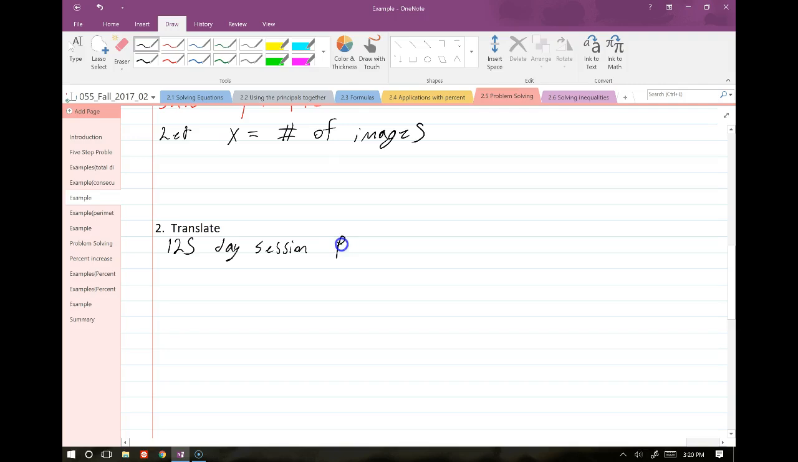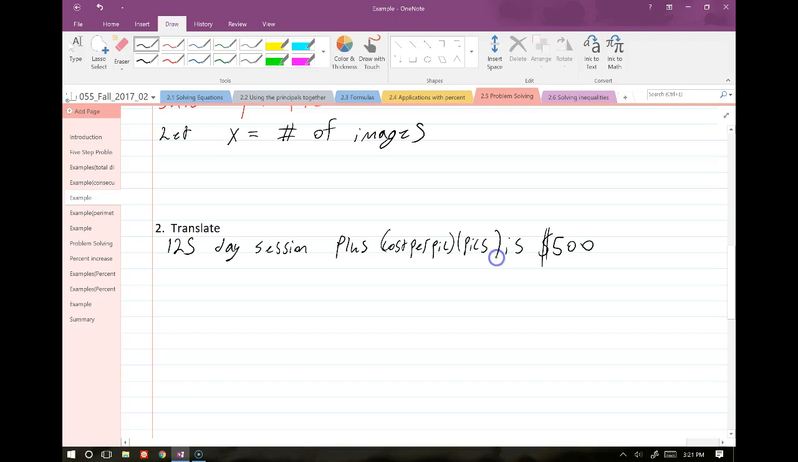Okay, so 125 for a day session plus 32.50 times the number of images, getting ahead of myself here, is $500. Sorry, I got ahead of myself on that one there. Plus, cost per pick times picks. That's still not much of a sentence, but oh well.